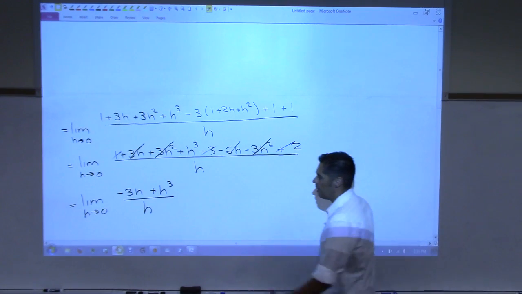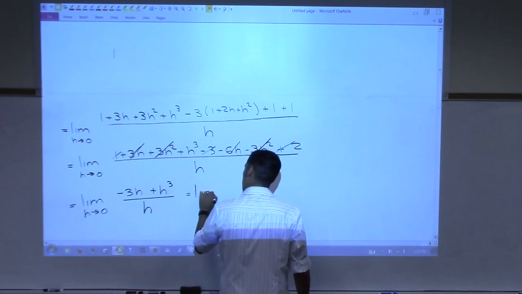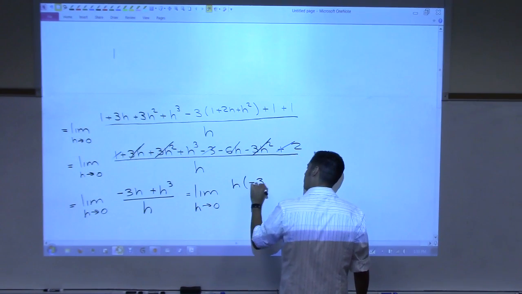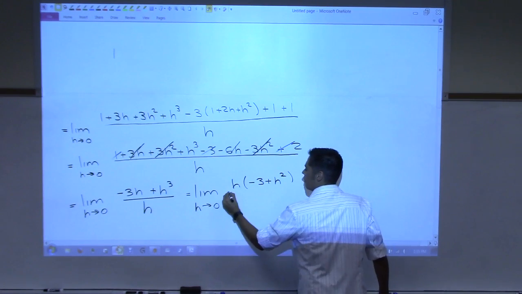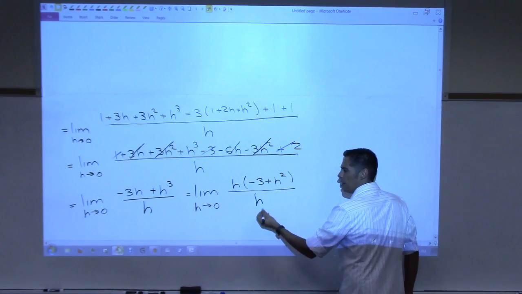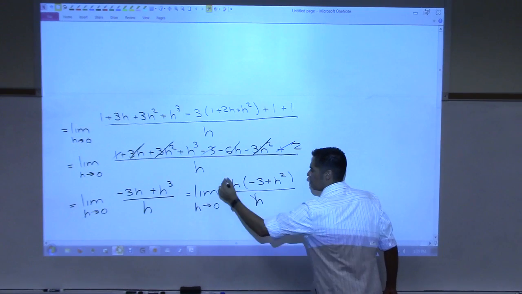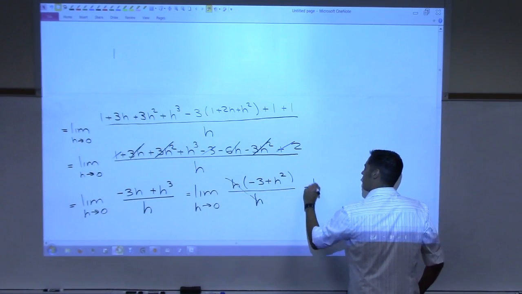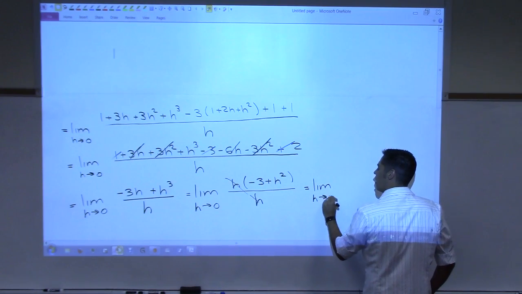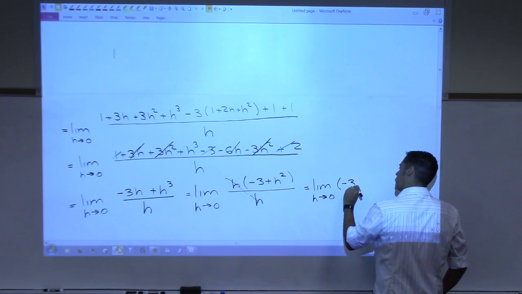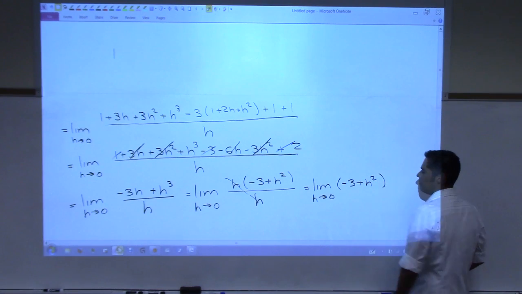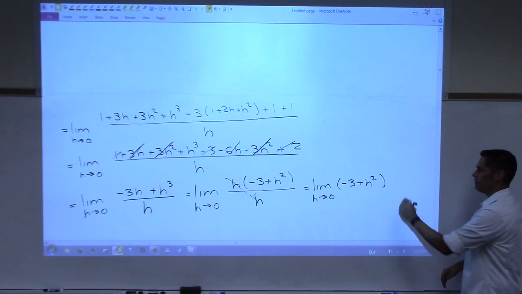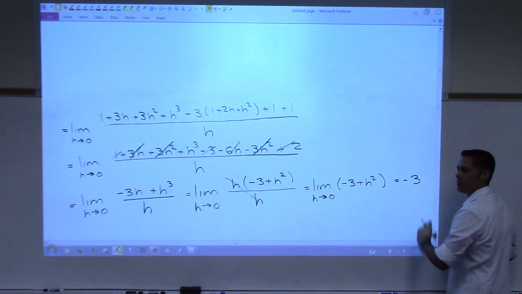I will write the limit again because I'm not ready yet. This is my first example, so I'm going to factor an h out of the numerator. And there I get my cancellation. Still going to write the limit. Limit as h goes to 0 of negative 3 plus h squared. And now finally, you let h go to 0 and you get negative 3.